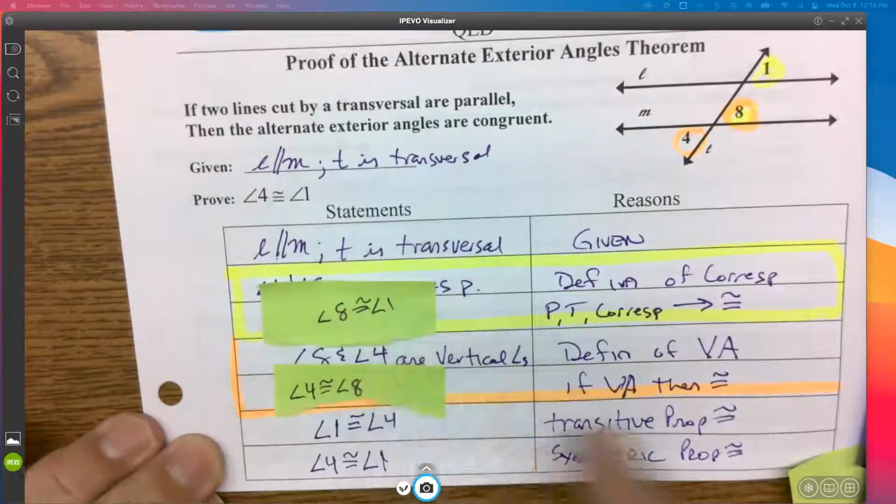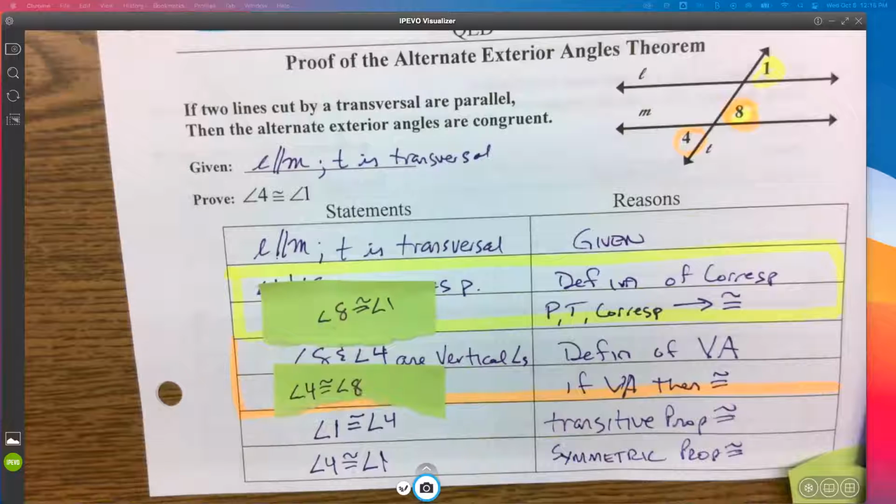5, I get this proof now, including the transitive nature. 3, I have some understanding of it. The transitive still confused me a little bit. 1, I'm kind of confused. Okay, the transitive will settle in. That's hard at first. I get that. Okay.